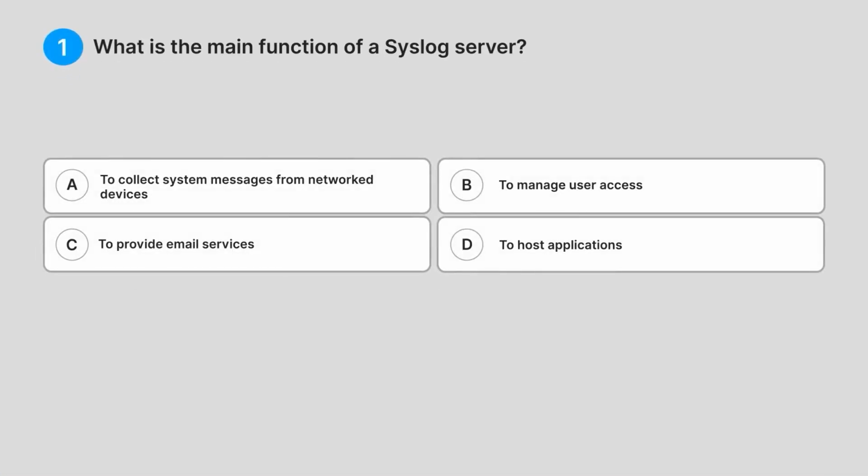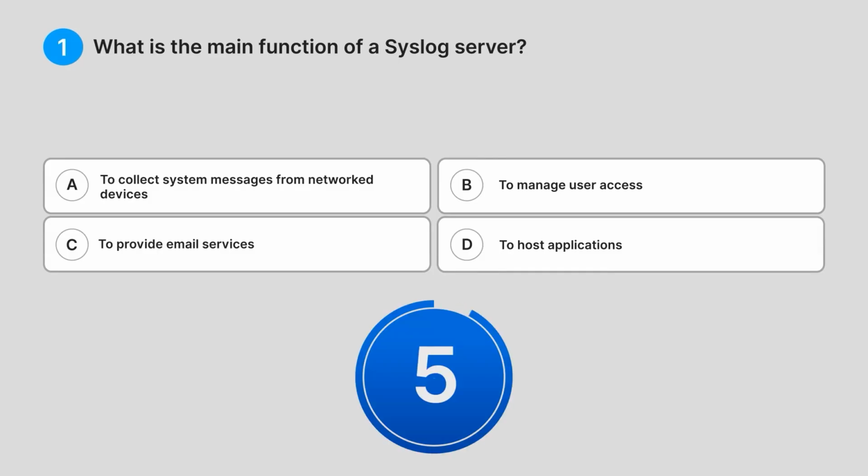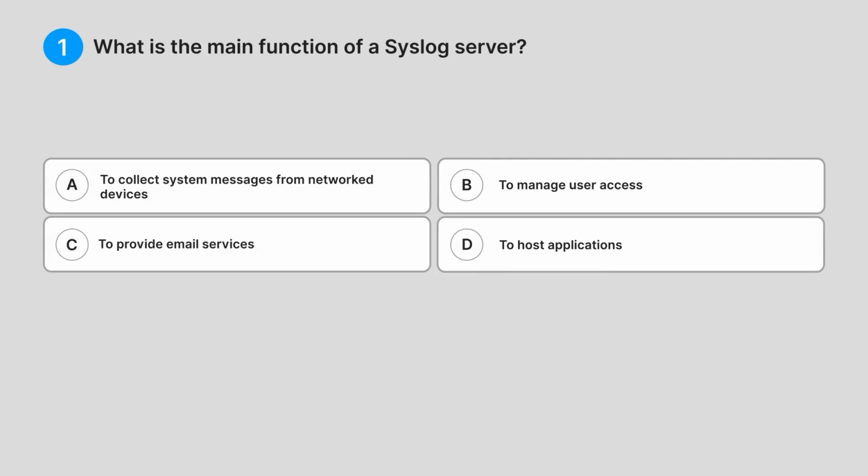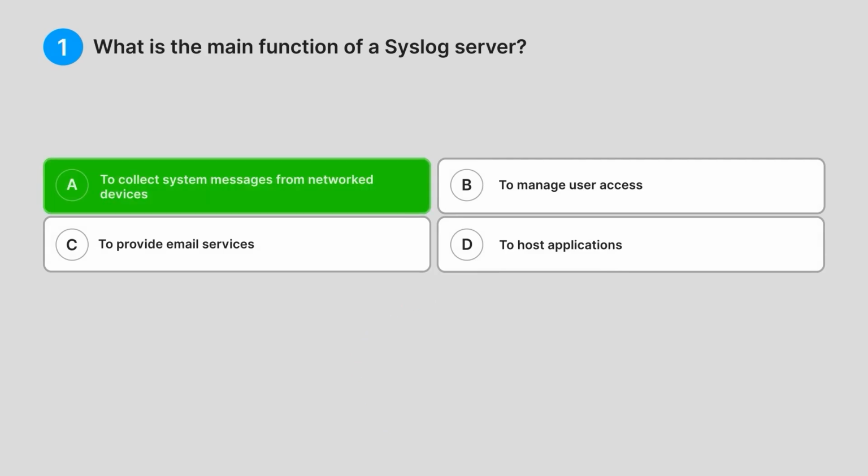1. What is the main function of a syslog server? A. To collect system messages from network devices. B. To manage user access. C. To provide email services. D. To host applications. Can you guess the answer? Correct answer, A. To collect system messages from network devices.